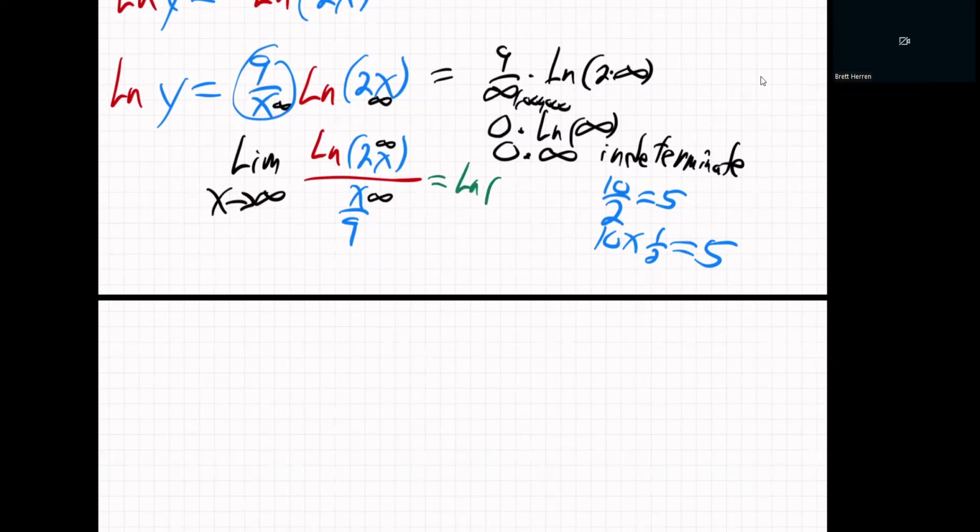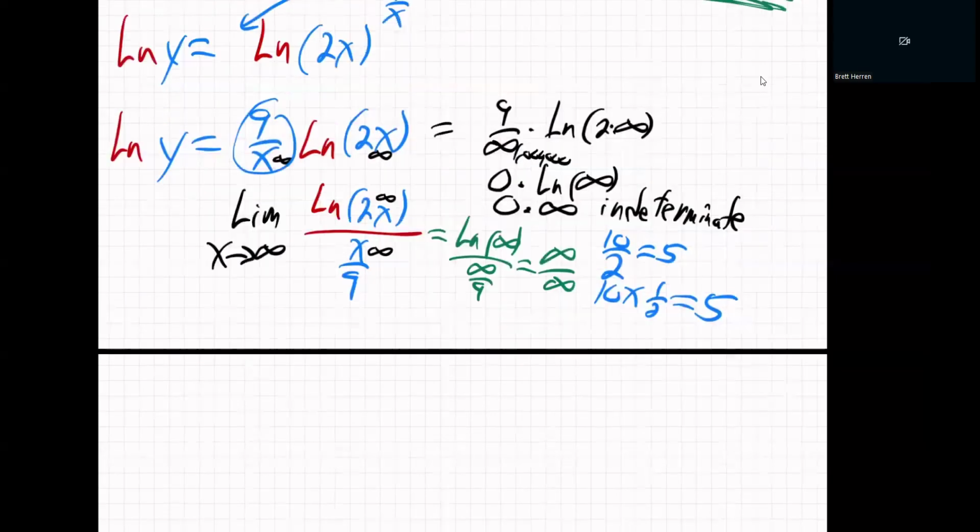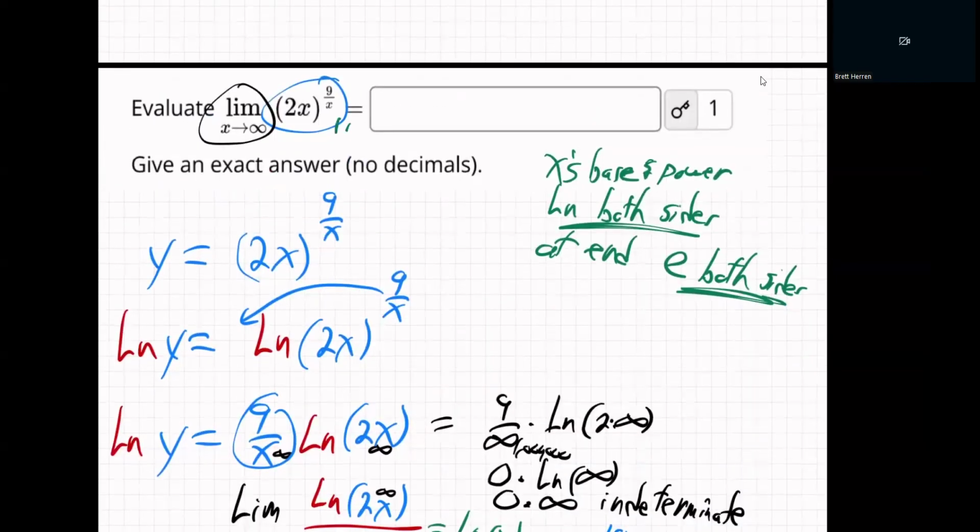Well, you're going to get ln of infinity on the top and infinity over 9 on the bottom. What's that? Infinity over 9 is just infinity, right? ln of infinity is also infinity. You get infinity over infinity. Okay, great. So what? Who cares? That means we can do L'Hopital. Remember? So use L'Hopital.